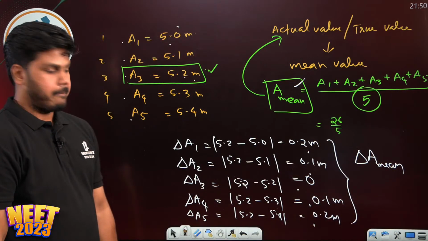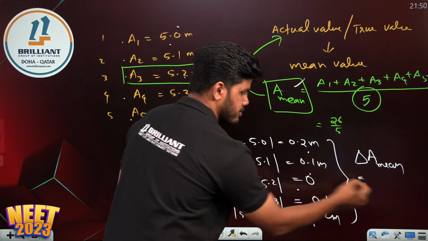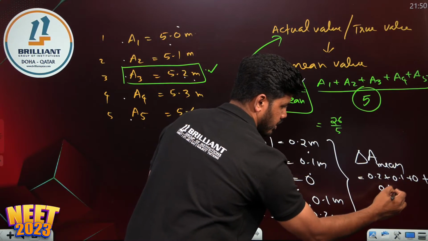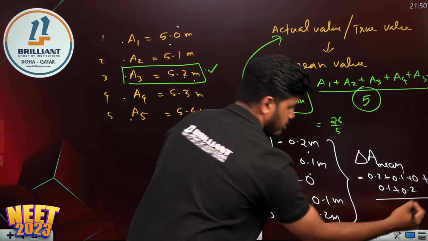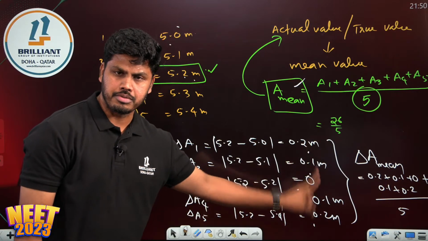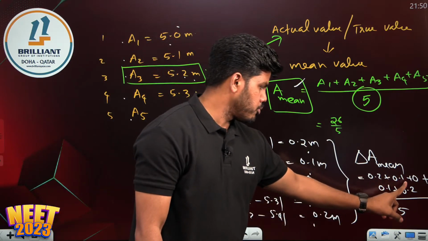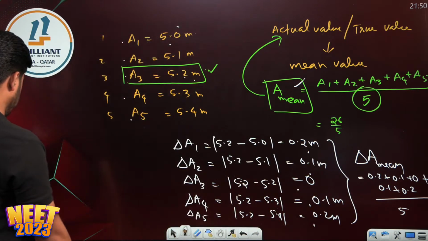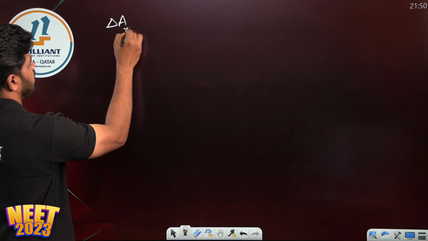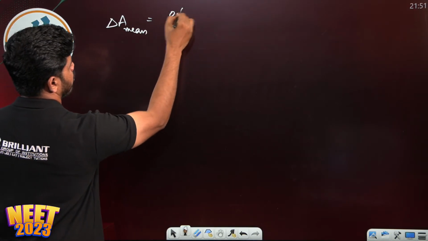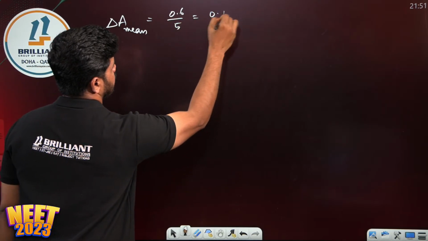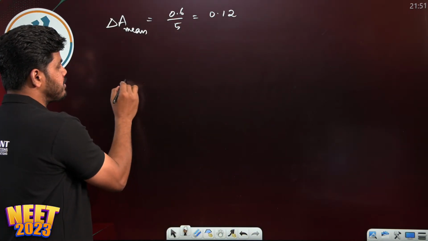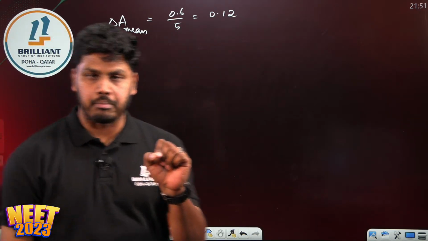Okay. Then we will find out what is the mean value of absolute errors. Delta A mean. How will you find the mean value of absolute errors? 0.2 plus 0.1 plus 0 plus again 0.1 plus 0.2, the whole divided by 5. Mean value of all these values. So we get 0.2, 0.3, 0.4 and 0.6. 0.6 by 5. That is delta A mean, the mean value of absolute errors. 0.6 by 5, which is equal to 0.12. Correct?